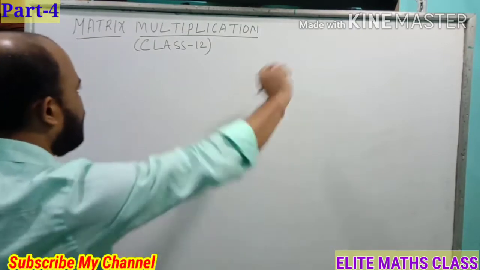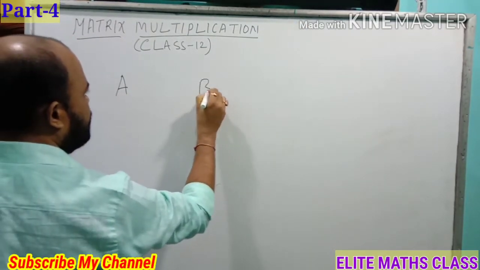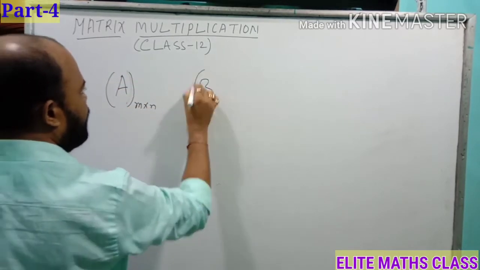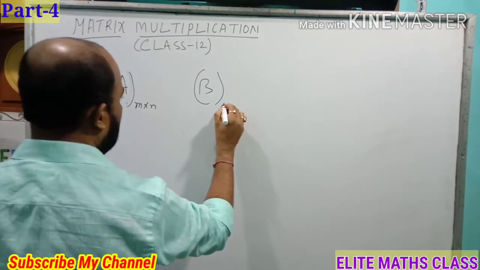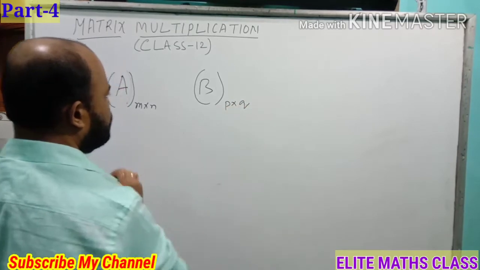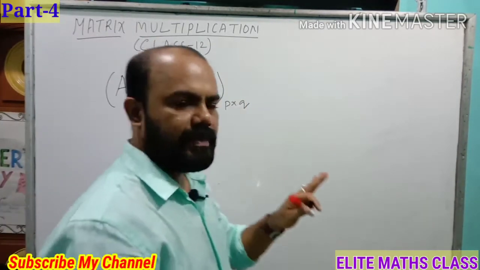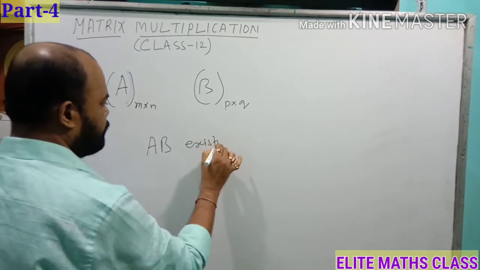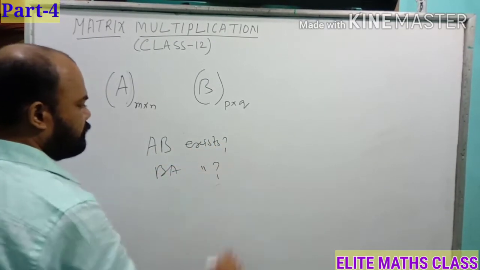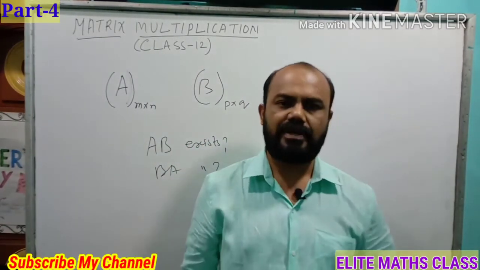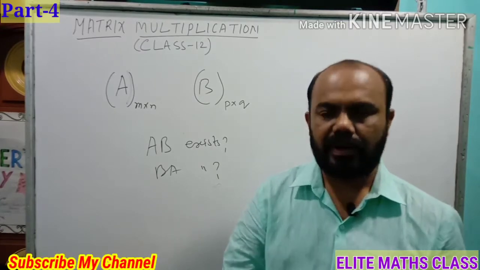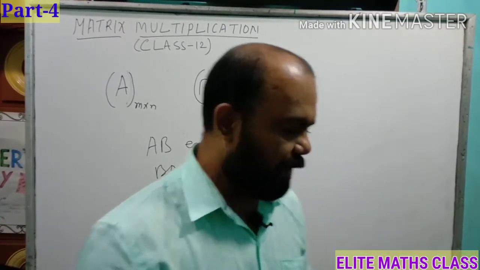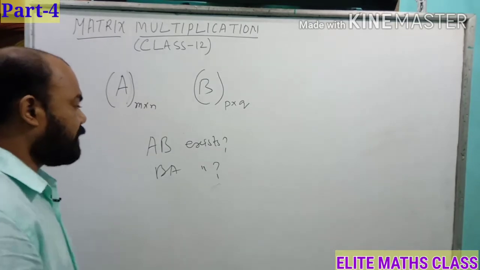For example, let us take two matrices, capital A and B. A is a matrix of order m by n, and B is another matrix of order p by q. Now the question is, does AB exist or does BA exist? That is, if any two matrices are given, can we find the product AB, or can we find the product BA, or can we find both? This is the question.